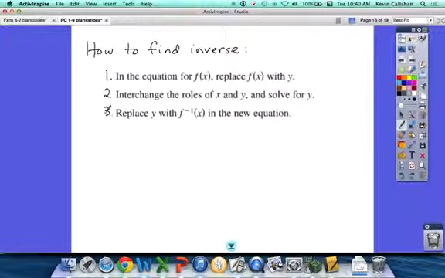And their 5th step, which I didn't include, was to verify the inverses by doing f of f minus 1 and f minus 1 of f. This is how you find it. Sound familiar? A little bit.